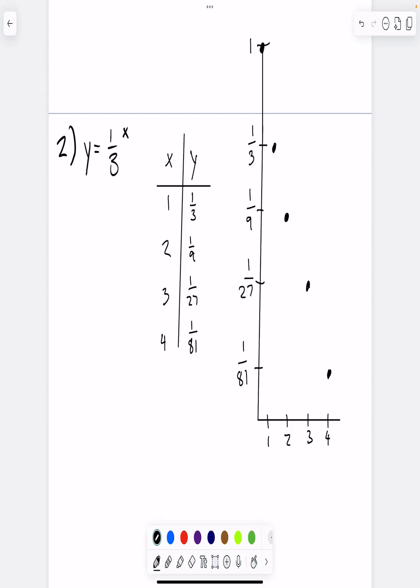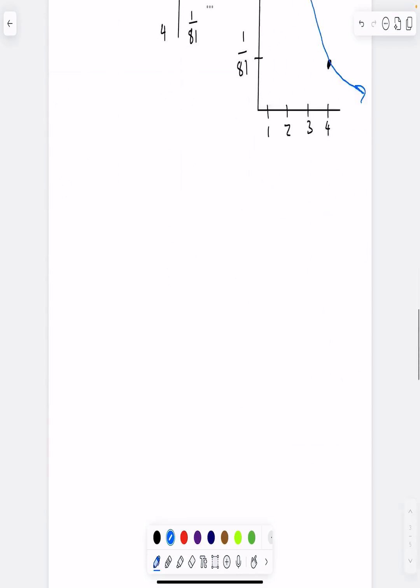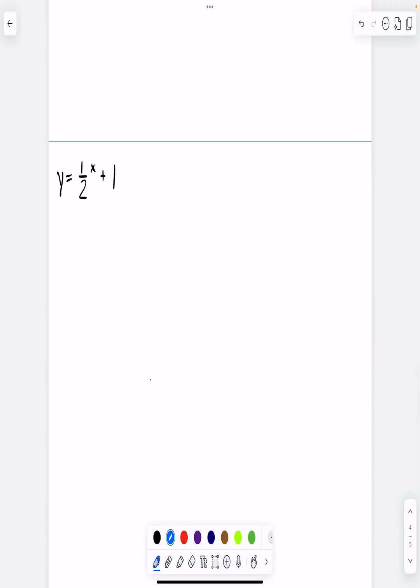So let's again draw our decay. That's what this will look like over time. Exponential decay. Let's look at one more problem. This problem's a little bit different. In this problem, it seems to be the case where we are adding an additional 1 to the outside of this function. Well, what is that doing?